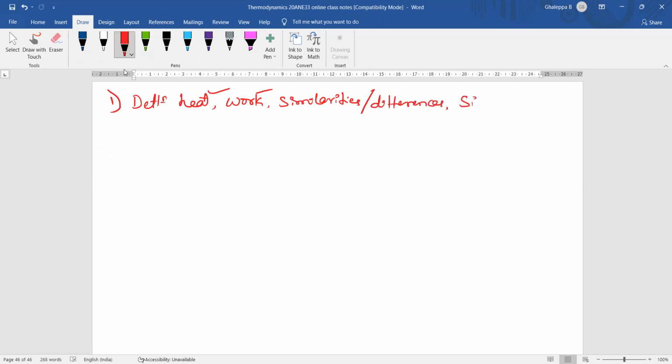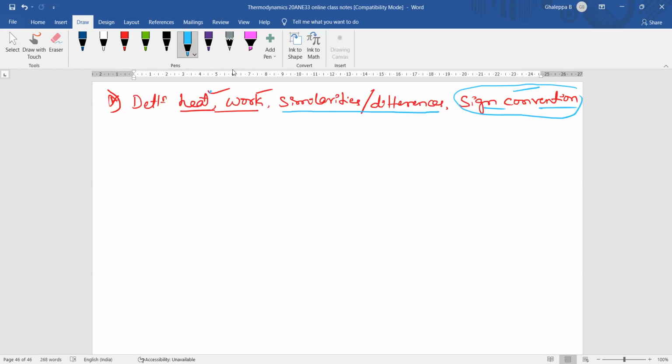And the last important topic, sign convention. So these are four topics we'll discuss. First is definitions of heat and work. Second is similarities and differences between heat and work, and sign conventions of heat and work. The sign conventions of heat and work are very important to solve numericals, otherwise we will not understand any numericals. This part is important.